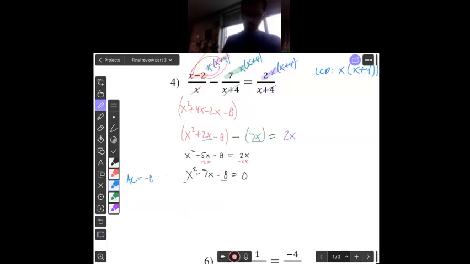Yeah, so our AC is negative 8. And we want that to add to what? Negative 7, right? So what factors of negative 8 add to be negative 7? Negative 8 and positive 1, yeah, Brad? So we get x squared minus 8x plus 1x minus 8 equals 0.